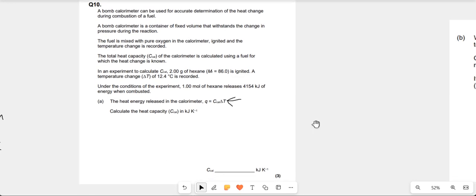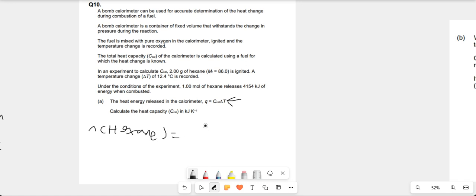So what I can say here is I need to find the moles of hexane. Moles of hexane is going to be equal to 2 over 86. 2 is the grams of hexane over the Mr. So you need to do mass over Mr. So 2 over 86. That's going to give me 0.0233 moles.